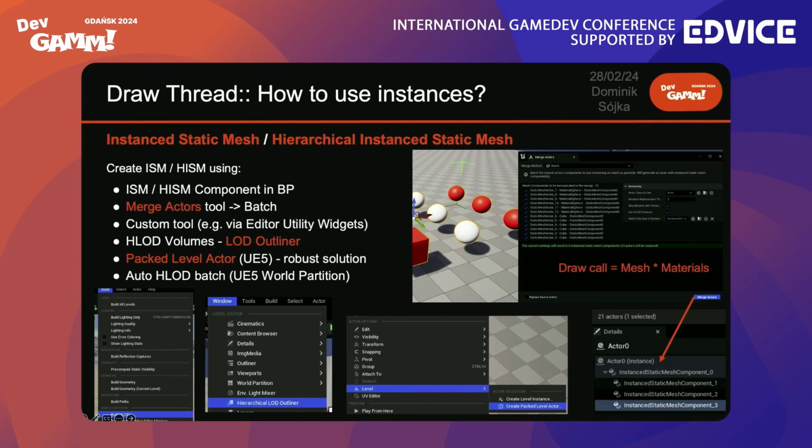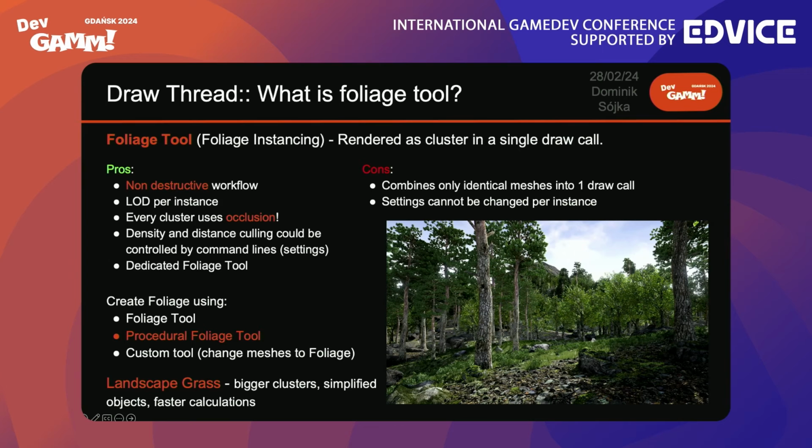But there is a great, robust solution in Unreal Engine 5 called packed level actor. Basically, you can just select objects in the scene and change them into the packed level actor. They're going to be hierarchical instanced static mesh actors, so you can edit them, change them and repack them at any time. And for Unreal Engine 5, if you are using World Partition, or if you are creating an open world game, I would suggest using HLOD batch, which automatically creates HLODs for every partition.